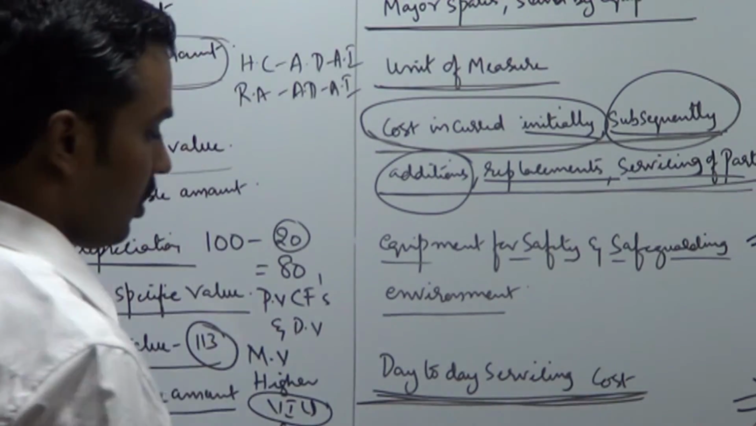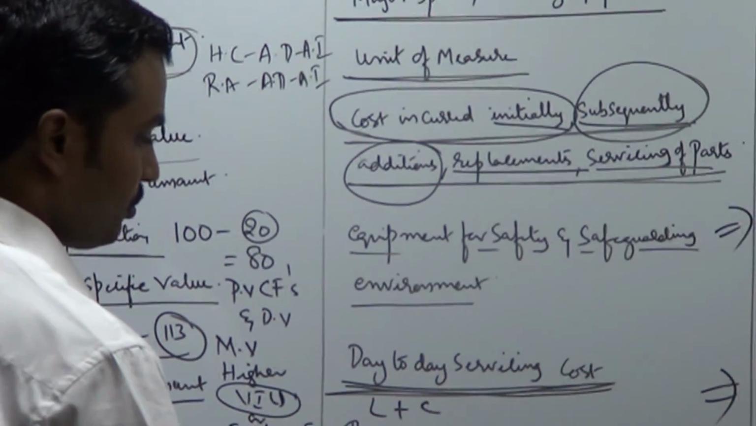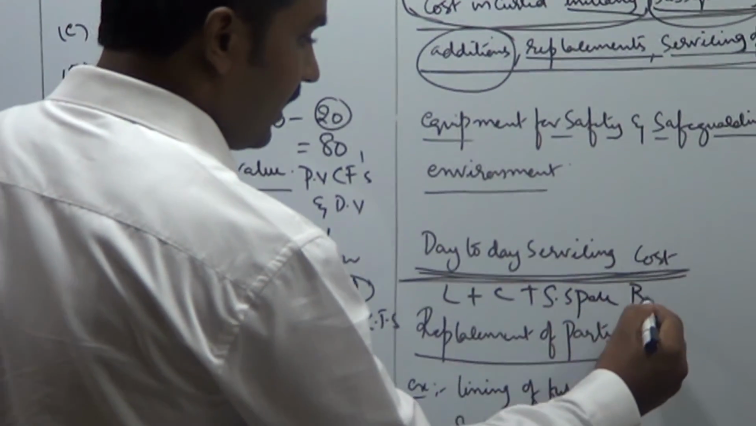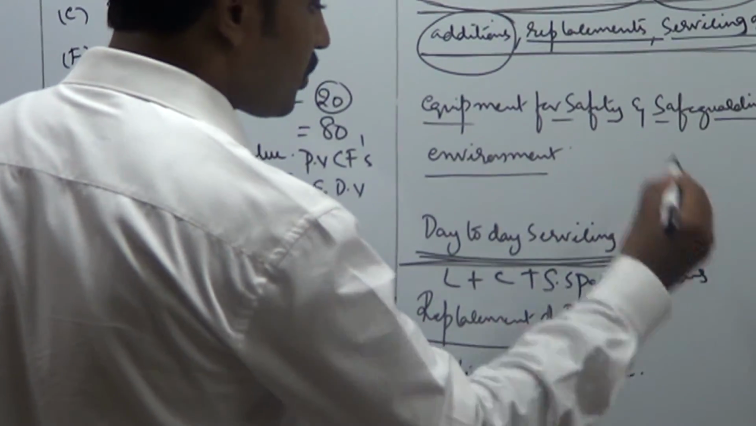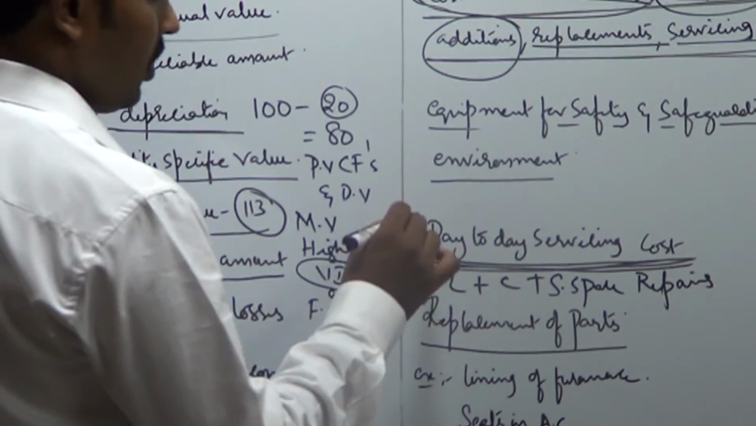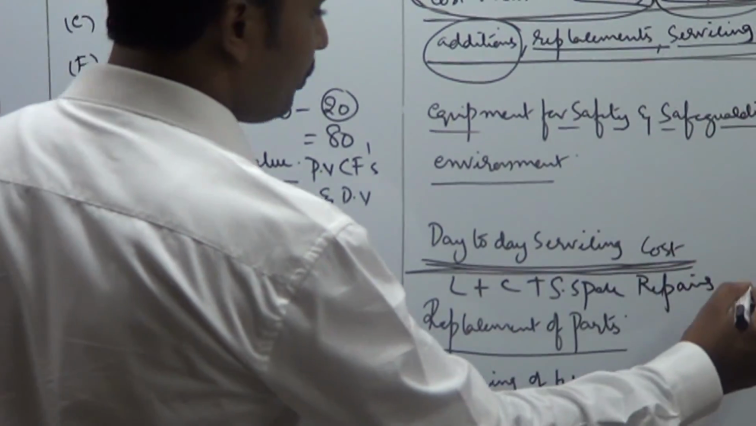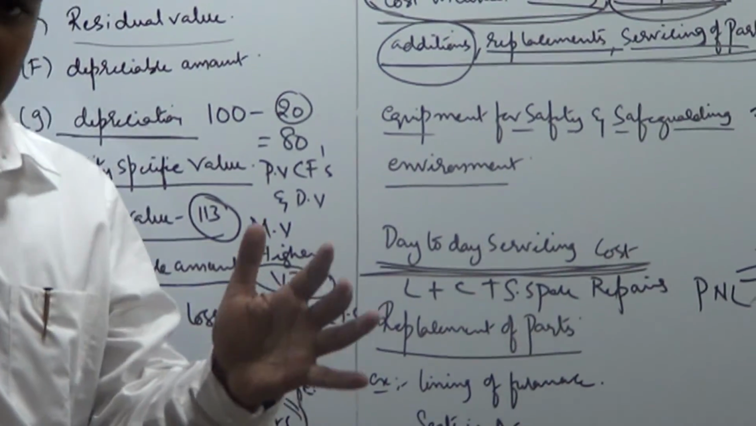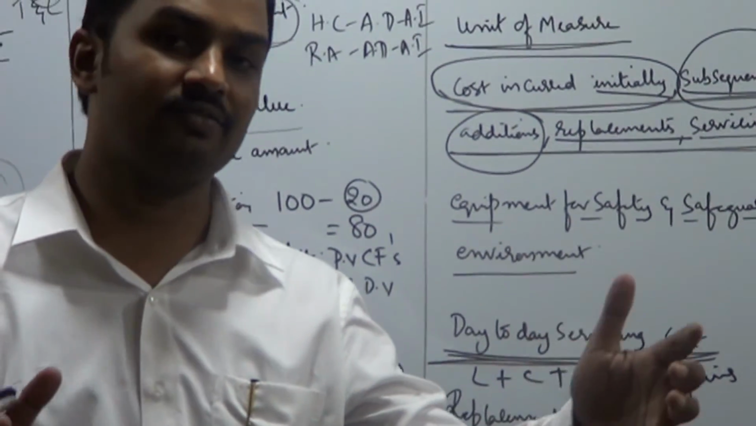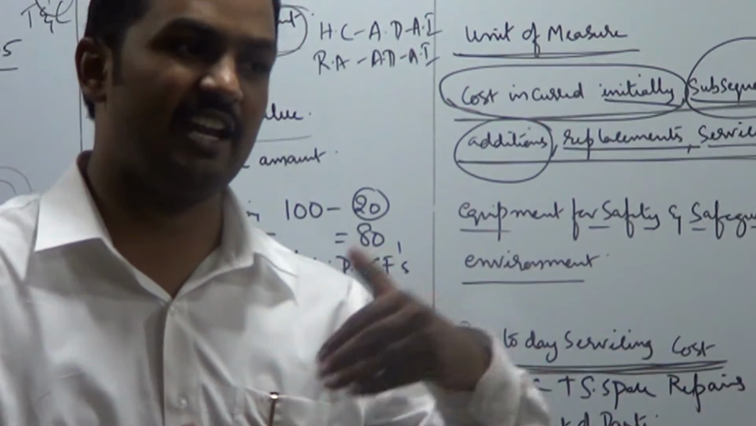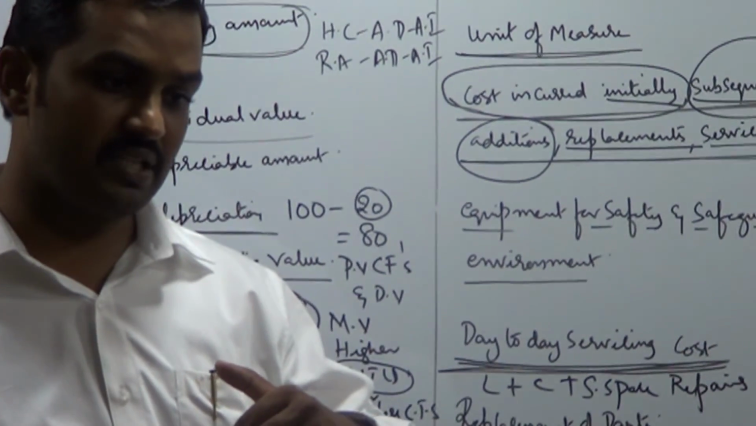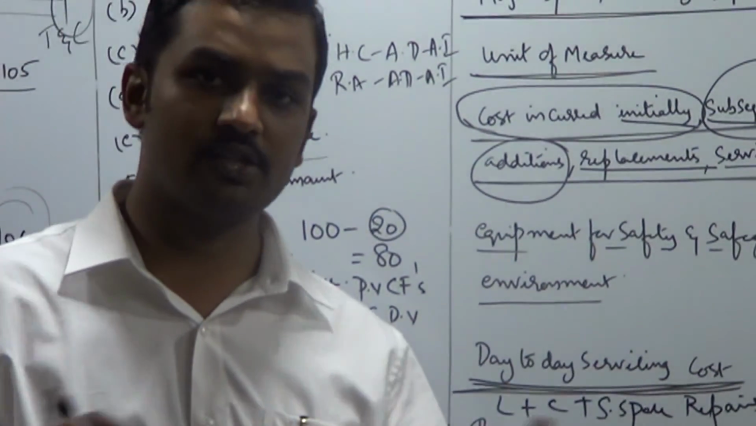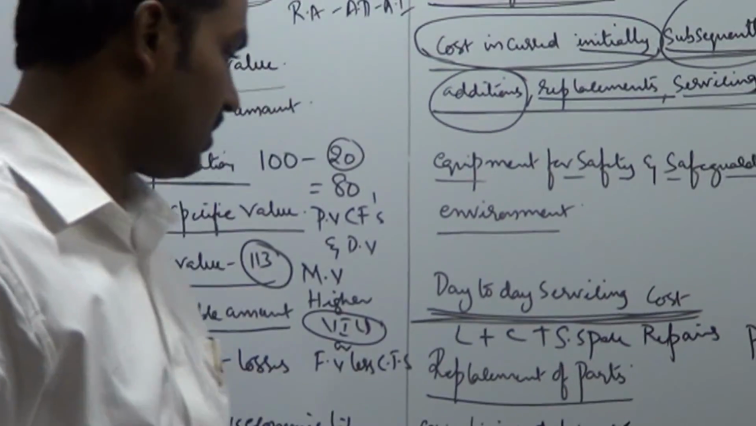Okay. Next, day-to-day servicing cost. If I am incurring some cost on labor, consumables, small spare parts for regular repairs of the machinery, what should I do? According to the standard, cost of day-to-day servicing should be debited to P&L, because these are costs incurred to preserve the operating capacity of the machinery. It is not for enhancing. If this servicing expenditure is incurred for enhancing the capacity, then definitely you can capitalize, or else no, you have to debit it to profit and loss account.